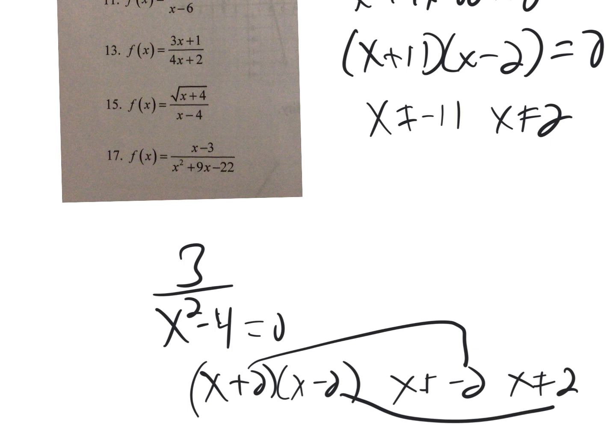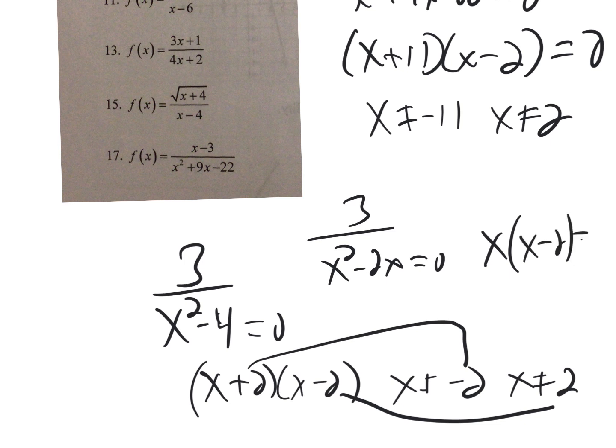Now, sometimes you're going to be given this. What if I had 3 over x squared minus 2x? When is that equal to 0? Well, I can factor an x out of that. So x times x minus 2. So x can't be 0, because that makes the denominator 0. And when does x minus 2 equal 0? Well, x equals positive 2. So x can't be 0, x can't be positive 2. Okay, so there's all kinds of factoring you can do that I'm sure you've seen before.